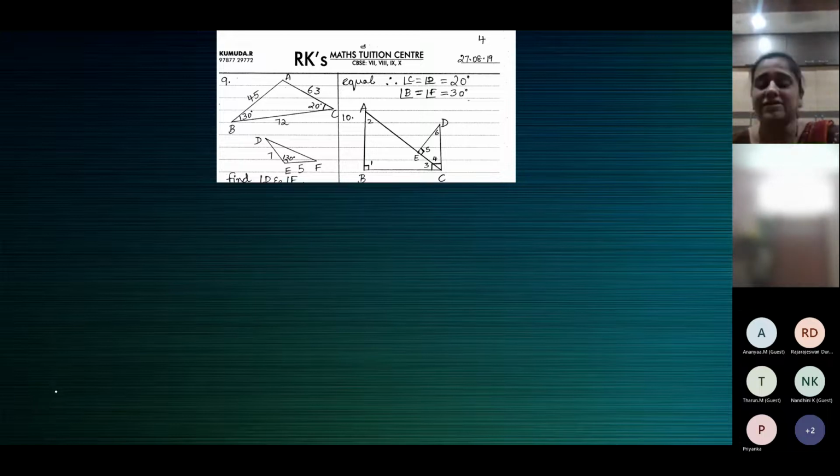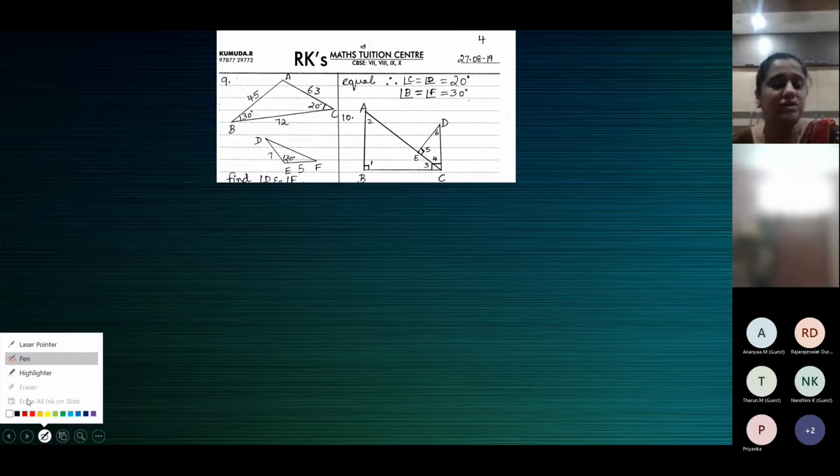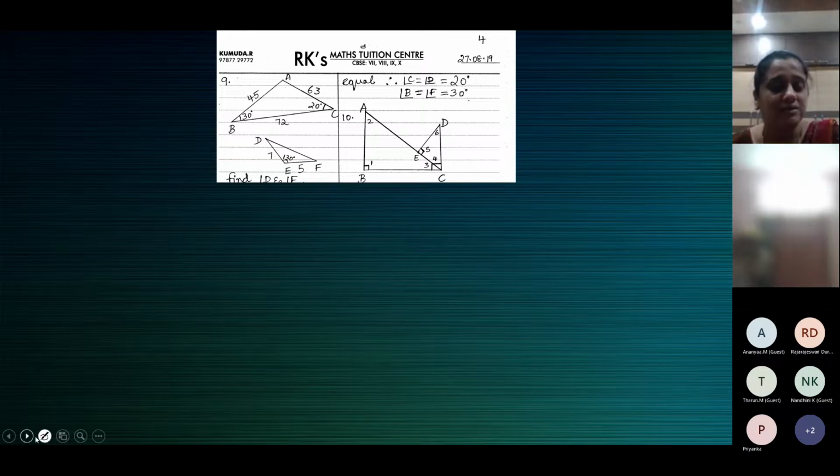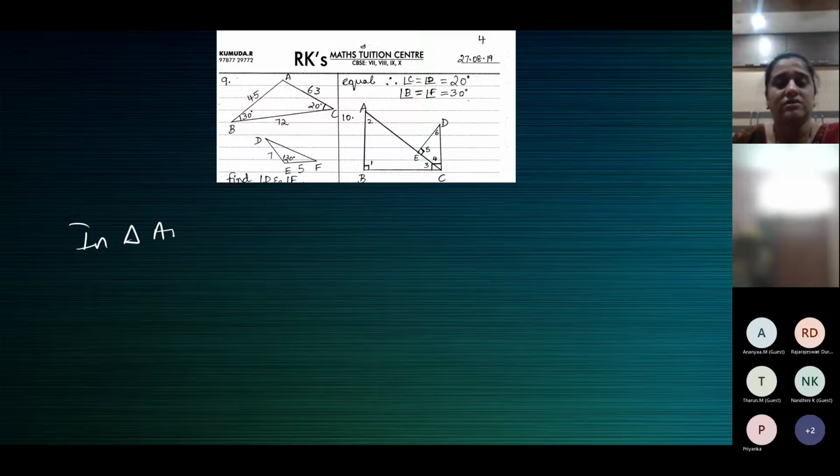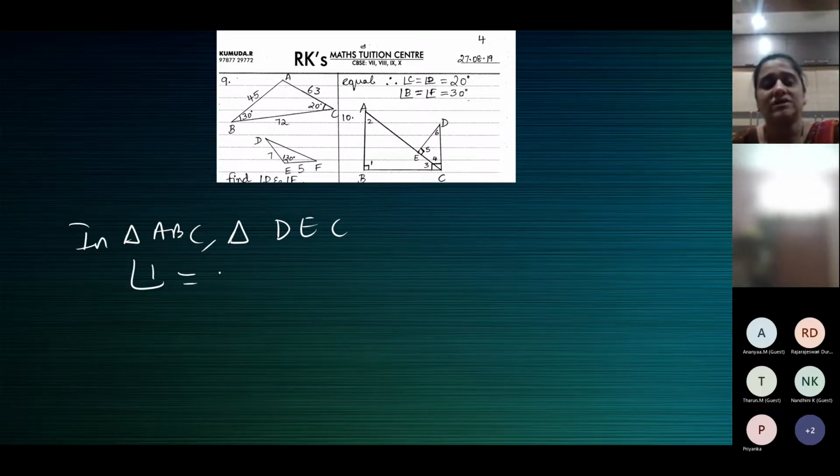Okay, I'm happy. You're right, Rajeshwari. I'll tell you the justification. So let me tell that method first, what Rajeshwari has done. In triangle ABC and triangle DEC, in ABC angle 1 is 90. In DEC angle 5 is 90. So 1 is equal to 5 is equal to 90 degrees.